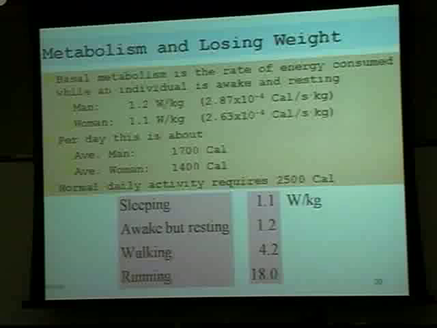Energy per kilogram per time for sleeping would be about 1.1 watts per kilogram. Awake but resting, 1.2. Walking, just about 4 times that, 4.2. Running, another factor of 4 or so, 18 watts per kilogram. That is my lecture for today.